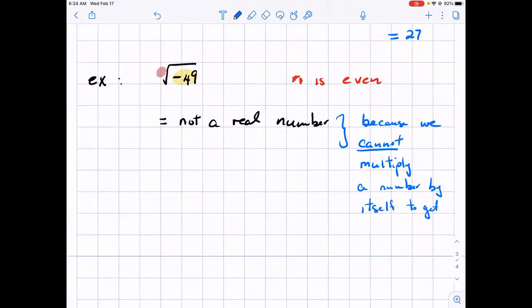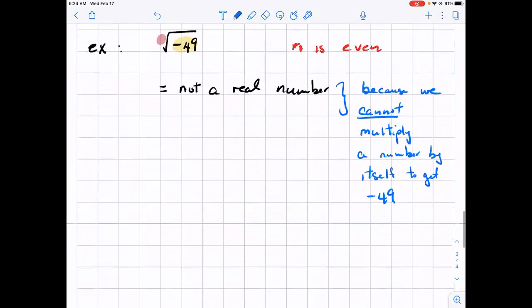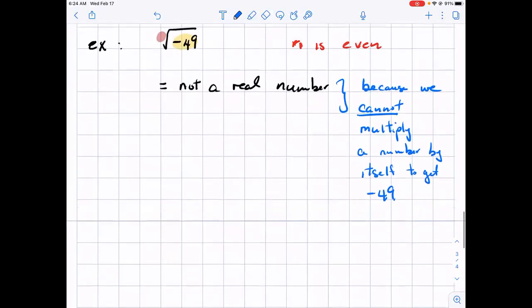to get negative 49. And I know you're thinking, well, what happens if we take negative 7? Well, negative 7 times negative 7 gives positive 49. So it is not negative 7. And if you take a positive 7 and you multiply it by a positive 7, that also gives you positive 49. Remember, the key is that you have to multiply that number by itself.